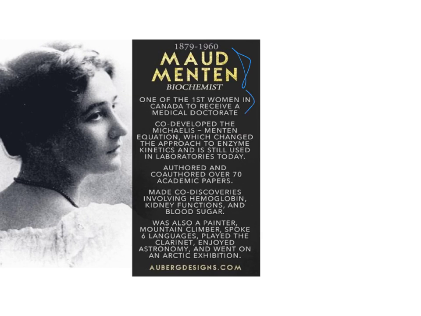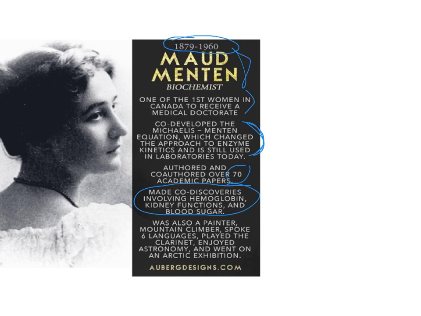She was one of the first women in Canada to receive a medical doctorate, but it turns out they wouldn't let her practice medicine because of the time period in which she lived. So she practiced medicine a little bit in the U.S., but then she went over to Germany, and she worked as a researcher with Leonor Michaelis, and that's when they developed the Michaelis-Menten equation. She did a whole bunch of other stuff: hemoglobin, kidney functions, blood sugar. She had a master's degree in physiology.